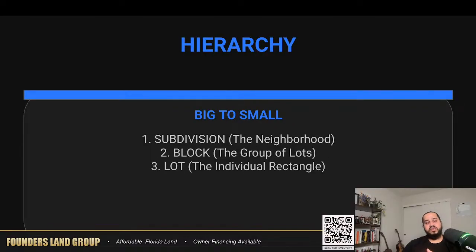But just so you understand what that really translates into is a hierarchy, big to small. A big subdivision is like the neighborhood. It could be around 640 acres, and then it's divided into a group of blocks. And that block consists of individual lots, and the lot is technically what you end up buying. And that is your individual rectangle.